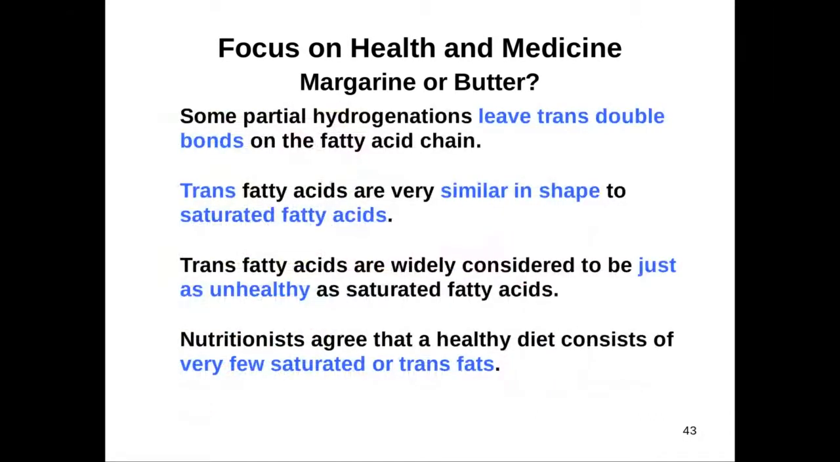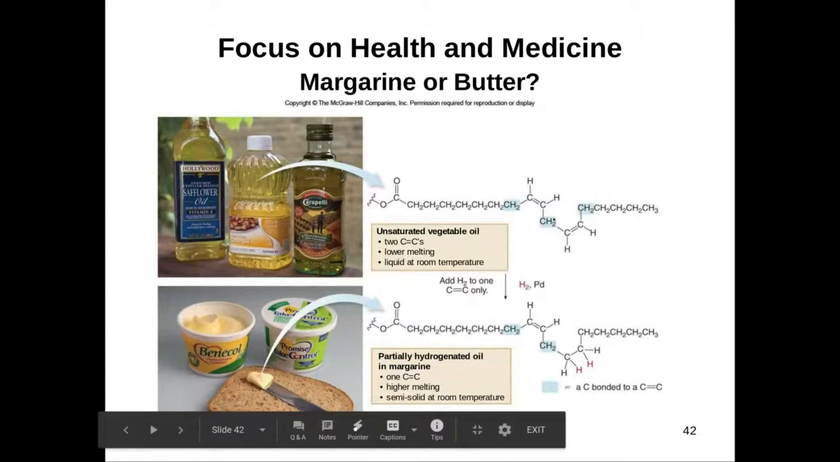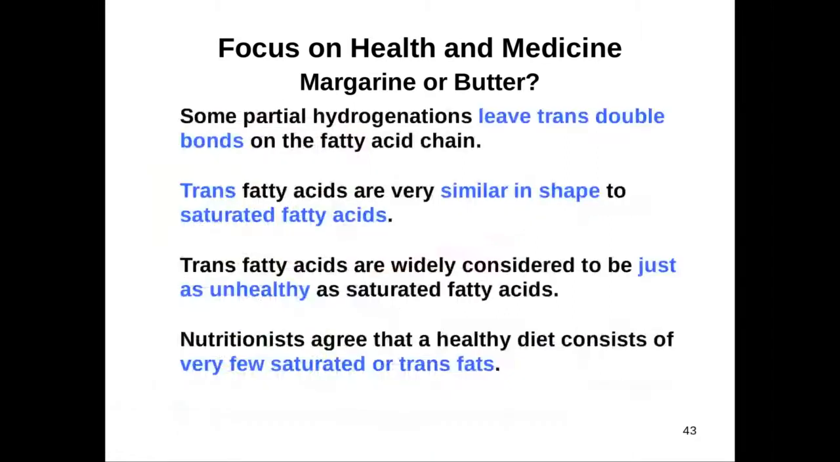So that's fun. Now partial hydrogenations sometimes leave trans double bonds on the fatty acid. Remember, most fatty acids have cis double bonds, right? As you can see here, cis double bond, cis double bond. However, sometimes hydrogenating things adds trans fatty acids.